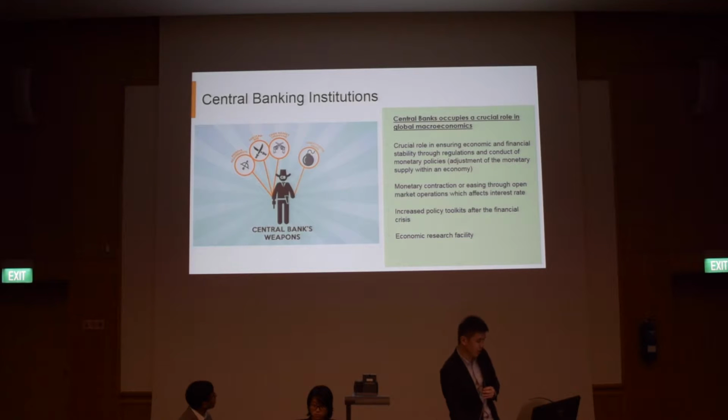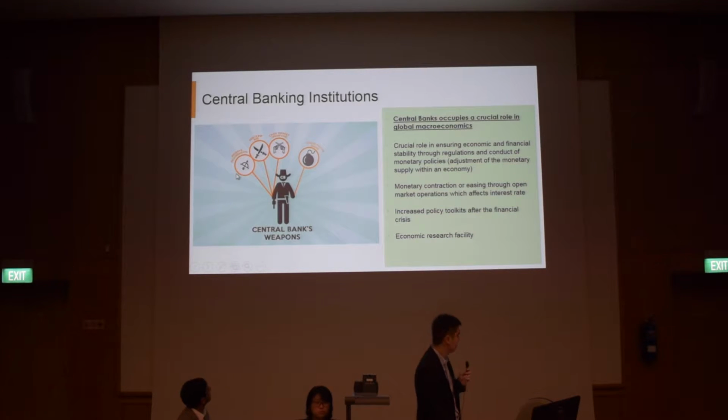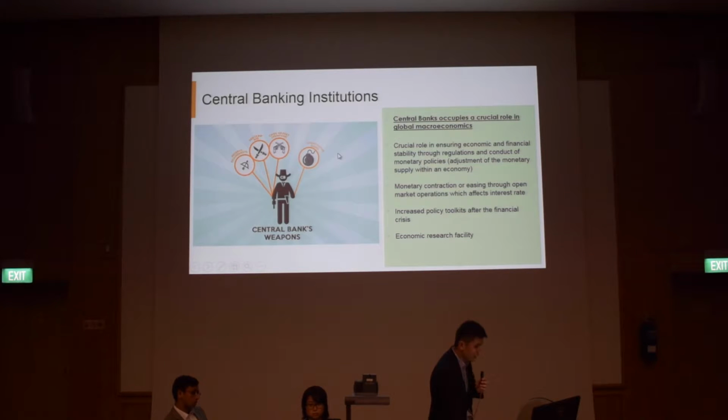As you can see here, these are some of the conventional toolkits that they have. For instance, they have reserve requirements, and the ability to conduct open market operations, which changes the money supply in the economy. But after the financial crisis, there are increasingly more unique toolkits. I'm sure some of you might have heard about quantitative easing or the idea of helicopter money, which are new policy toolkits that central banks have introduced. It's also an important institution because they provide economic research on the data we discussed earlier. These are some of the institutions that look into these data and do research on them.